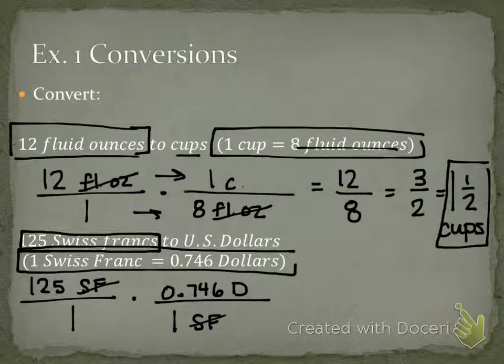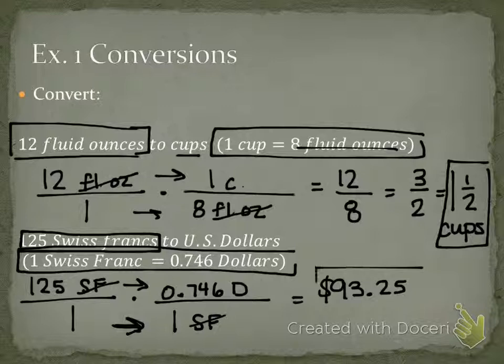So now, again, I multiply straight across. 125 times 0.746, again, you're going to probably want to get out your calculator. 125 times 0.746 is equal to 93.25. And then on the bottom here, multiply straight across. 1 times 1 is 1. Well, do I need to write 93.25 over 1? No, and it's US dollars. So how would I write this if it was money? $93.25.